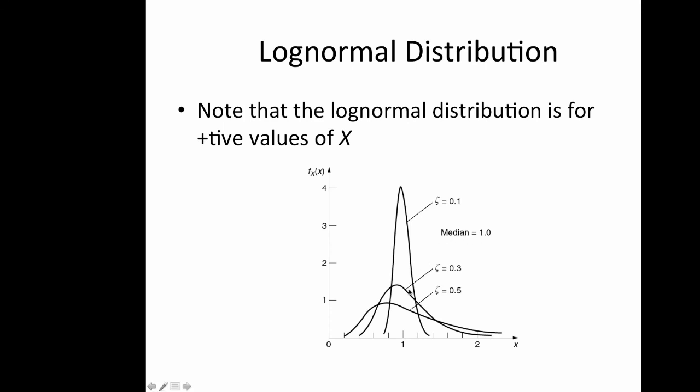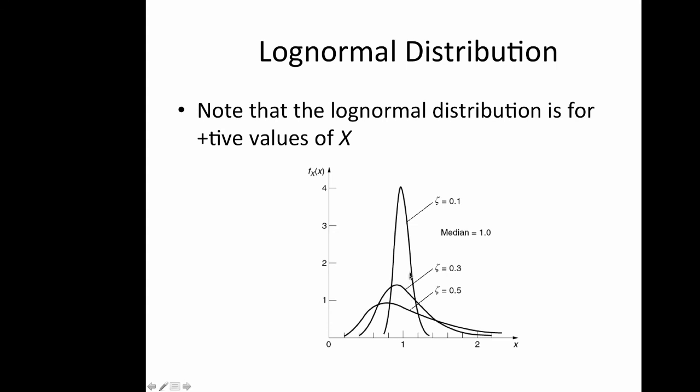So here's the PDF plotted for different values of zeta of our log-normal distribution. Notice that we are positive in all of our x values. So this differs from the normal distribution in that we only have positive values. We start just above 0 and we go on to plus infinity. For these plots here, the median value of 1 is used for illustrative purposes, and later on in the slides you'll see why we use the median instead of the mean to describe the location of the log-normal distribution.